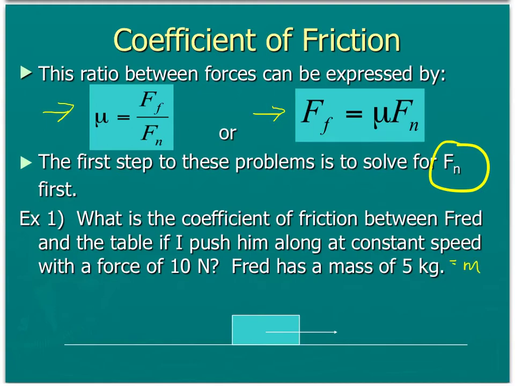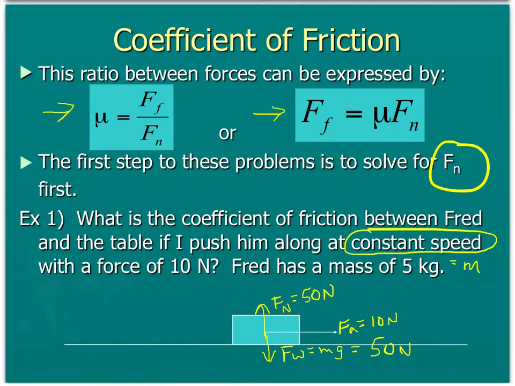So we know that when Fred is just sitting on the table, that 5 kilograms is going to be pulled by gravity, and that gives us an Fw, which is equal to mg. His mass is 5 kilograms times the value of 10 for g, so Fred's Fw is 50 newtons. We also know that F net in the y direction is equal to 0, so my normal force has to be equal and opposite to Fw, which is also 50 newtons.